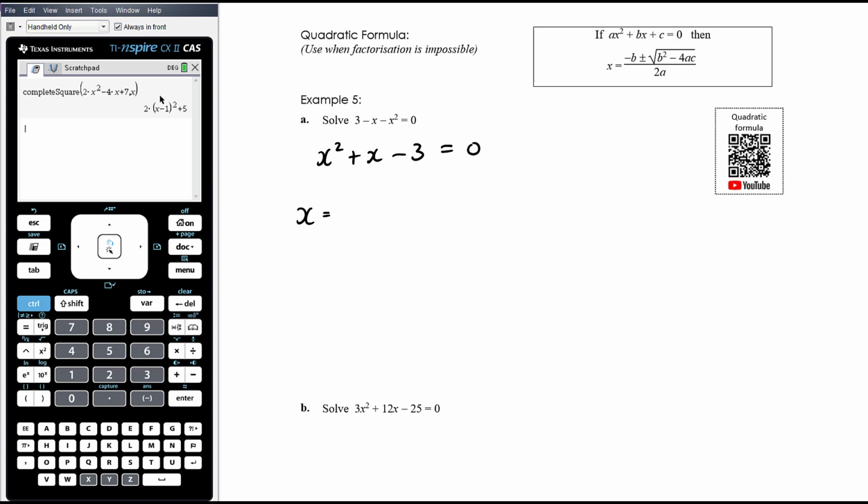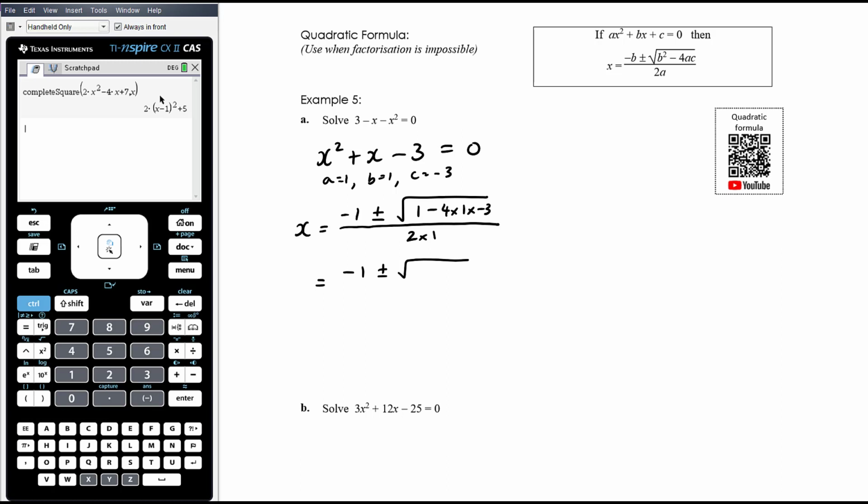So x equals, in this case, a is 1, b is 1, and c is negative 3. Okay, so x is going to be negative b, which is negative 1, plus or minus the square root of b squared, 1 squared is 1, minus 4 times a, which is 1, and times c, which is negative 3, all over 2a, 2 times 1. So we've got negative 1 plus or minus the square root of, that's 1 plus 12, over 2, and so negative 1 plus or minus the square root of 13 over 2.